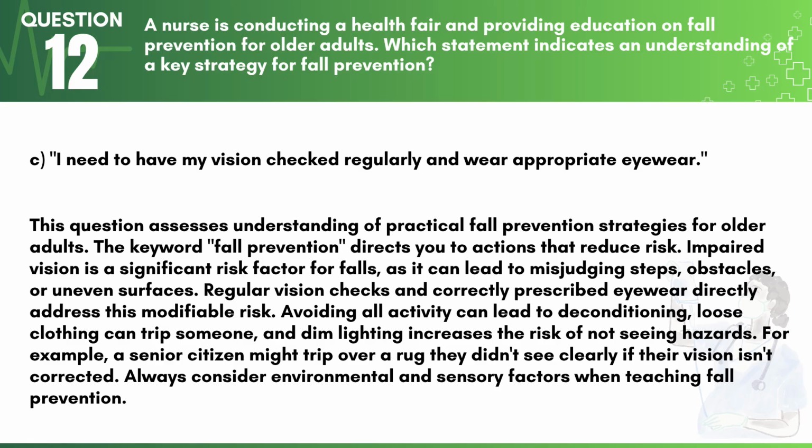Avoiding all activity can lead to deconditioning, loose clothing can trip someone, and dim lighting increases the risk of not seeing hazards. For example, a senior citizen might trip over a rug they didn't see clearly if their vision isn't corrected. Always consider environmental and sensory factors when teaching fall prevention.